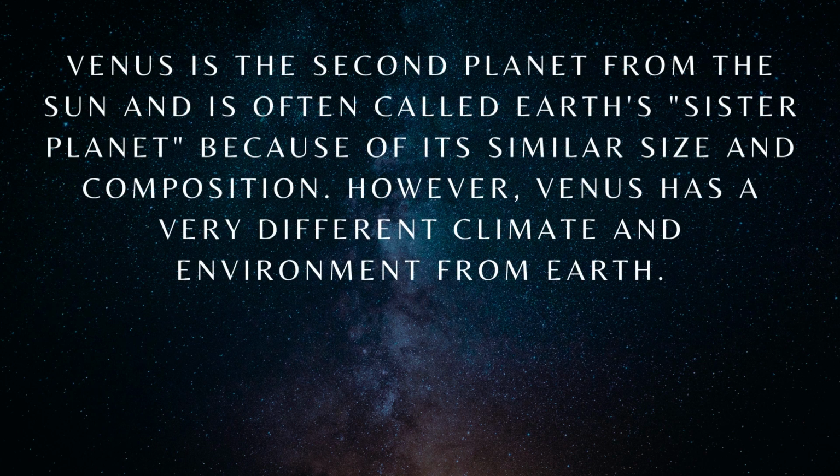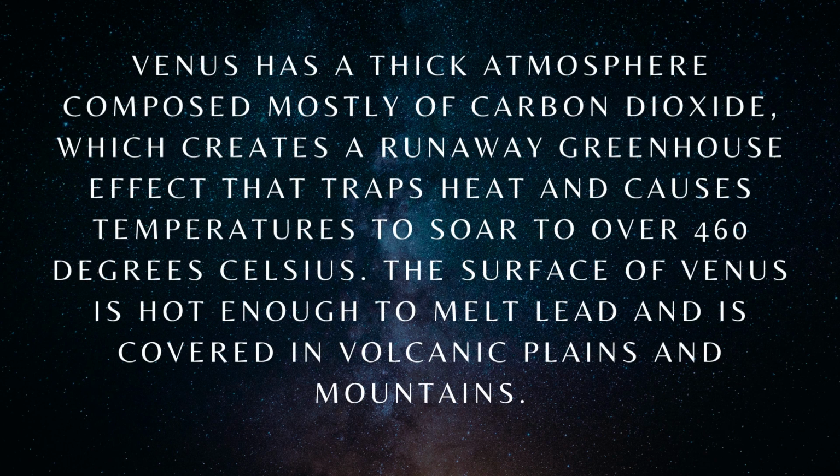Venus is the second planet from the Sun and is often called Earth's sister planet, because of its similar size and composition. However, Venus has a very different climate and environment from Earth. Venus has a thick atmosphere composed mostly of carbon dioxide, which creates a runaway greenhouse effect that traps heat and causes temperatures to soar to over 460 degrees Celsius.